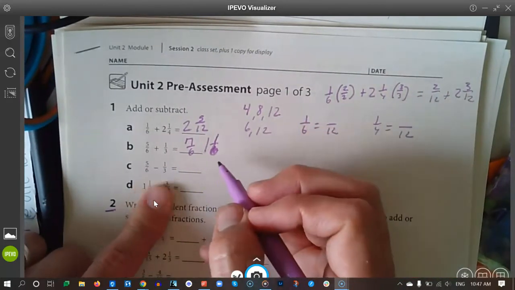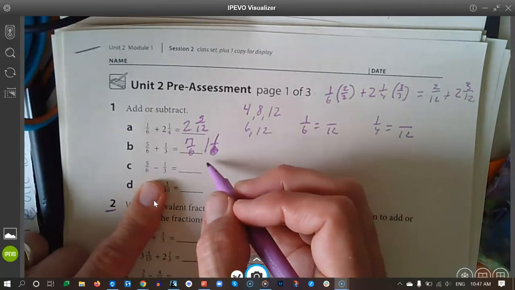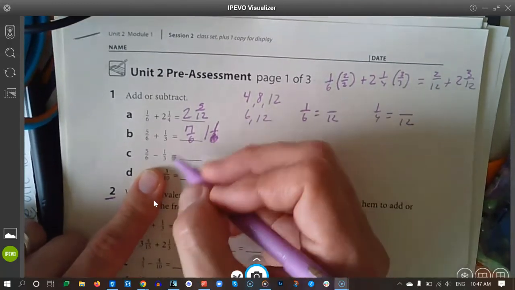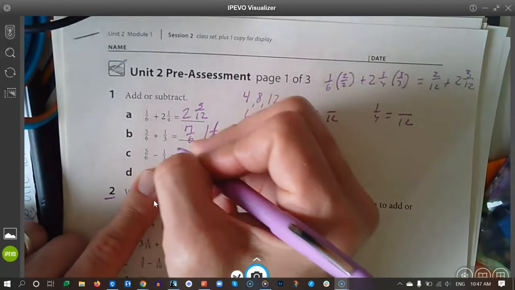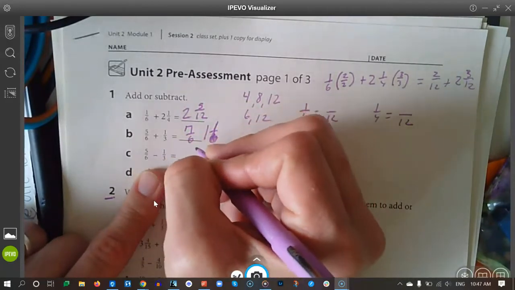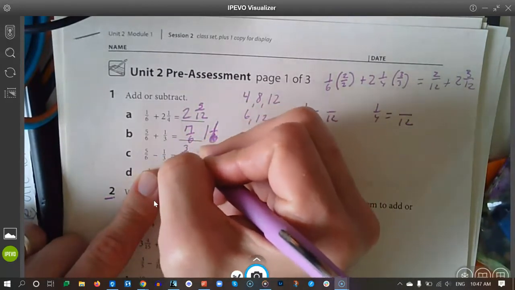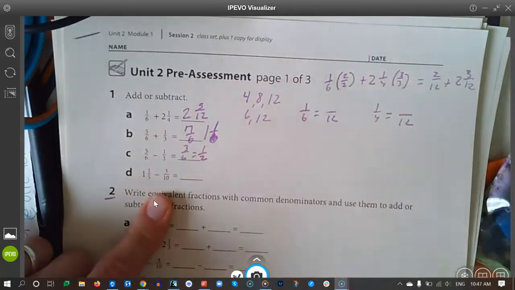All right, 5/6 minus 1/3. Same thing, right? So I know this is 2/6. So this is 5/6 minus 2/6, which is 5 minus 2 is 3/6, or 1/2.